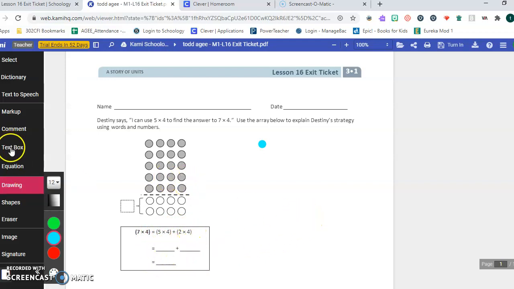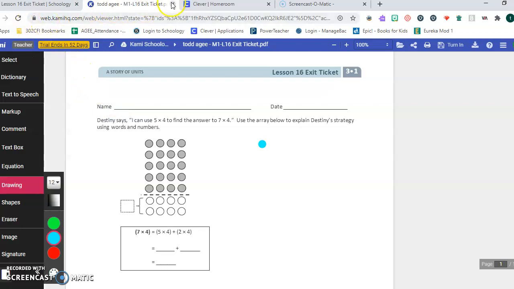You have to use the text box to write or to type how you would explain what she did. It's a break apart and solve strategy. She's breaking the problem into 2 smaller problems and solving the smaller problems, and then finding the sum of those smaller problems. I just gave you the answer. So if you watch the video, go back to it, type in just what I said. All right. Here we go.